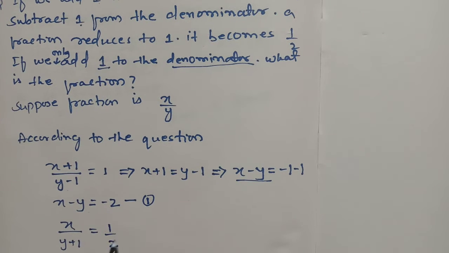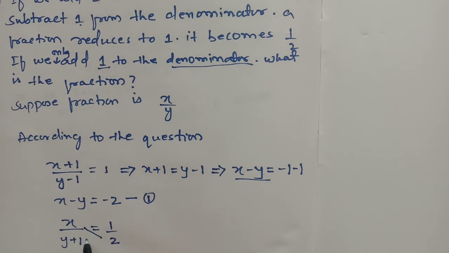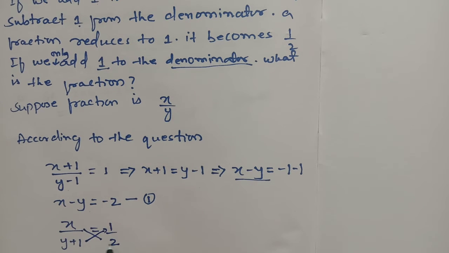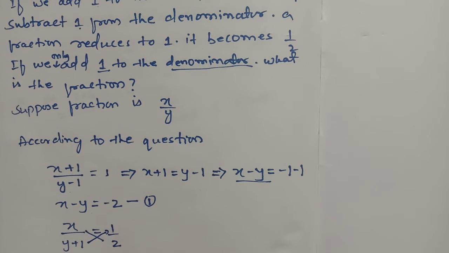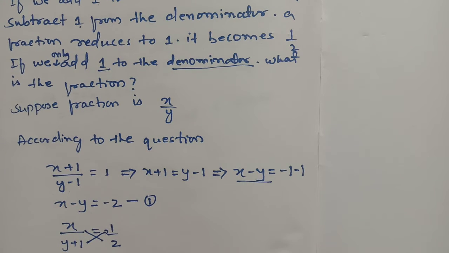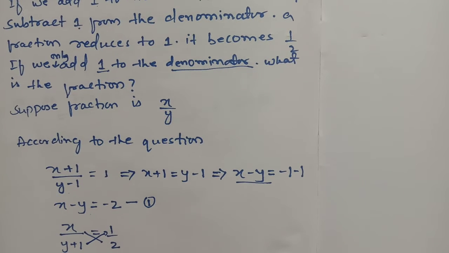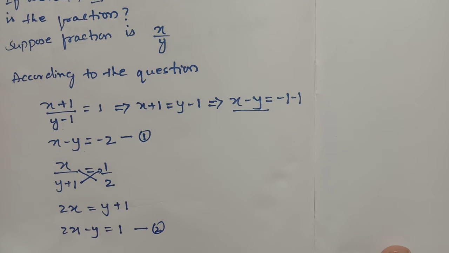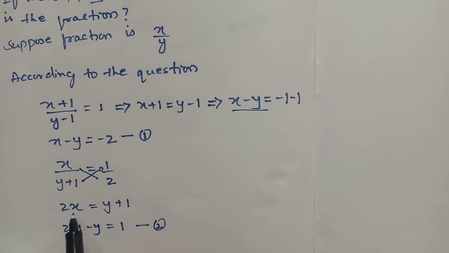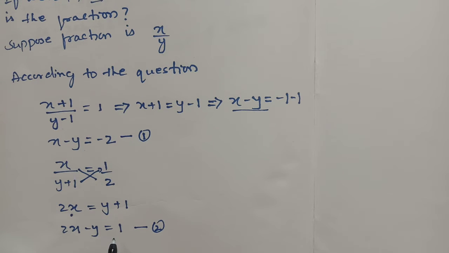Now cross multiply, student. 2 into x and y plus 1 into 1. 2 into x is 2x, y plus 1 into 1 is y plus 1. Now transfer y to the left hand side, it will be 2x minus y is equal to 1. This is equation number 2. Transfer y to the left hand side, minus y, and this 1 as it is.